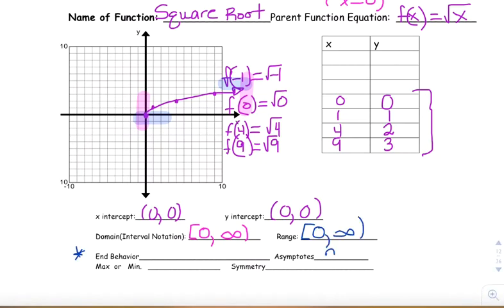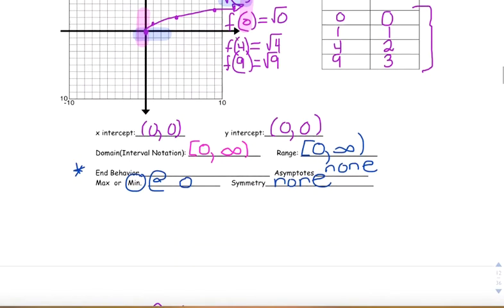Still no asymptotes. And technically, we can say that we do have a minimum at 0 because that is our lowest point, period. Now this is not symmetric. There's no way to fold this so that it falls on itself, so we would say none. Okay?